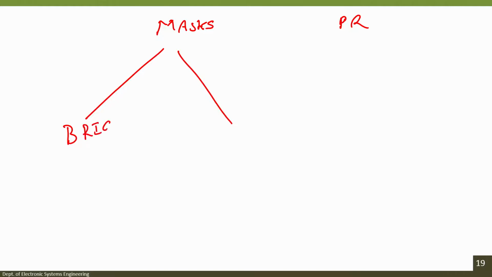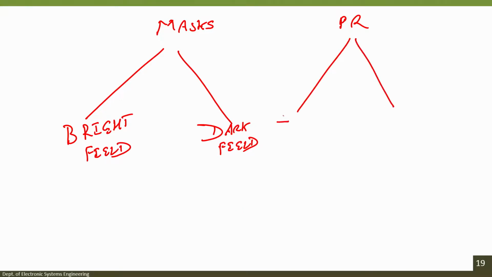The first thing is photolithography, but before that let me explain to you what are masks and photoresists. Now, when you talk about masks, there are two types of masks: bright field mask and dark field mask. I will show you the bright field mask and dark field mask in the next lecture. And when you talk about photoresist, there are two types: positive photoresist and negative photoresist.